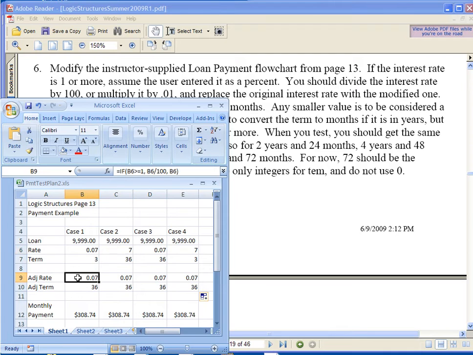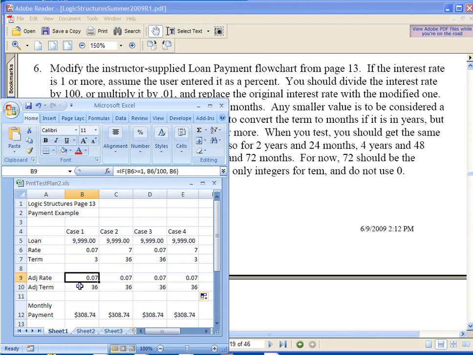Now, the way we got around that was down in the adjusted rate part. Put in an if statement. If B6, the rate, is greater than or equal to 1, then divide it by 100 or multiply it by 0.01. Otherwise, just use it. Now, watch out for this. Even in recent memory, in one of the videos I made, I had just B6 greater than 1 instead of greater than or equal. It's a very easy mistake to make.